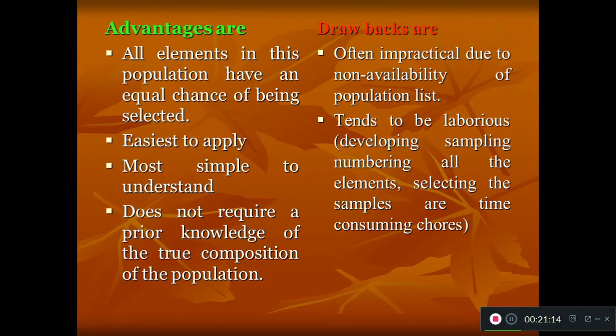The disadvantages of simple random sampling technique. Sometimes when we don't have the sampling frame and when the samples are not easily available, we cannot do this technique. Another disadvantage is that it is going to be a laborious task for the researcher to select samples when we have less time, because when the sample size is larger, it may take more time to select each and every sample. So these are the disadvantages.